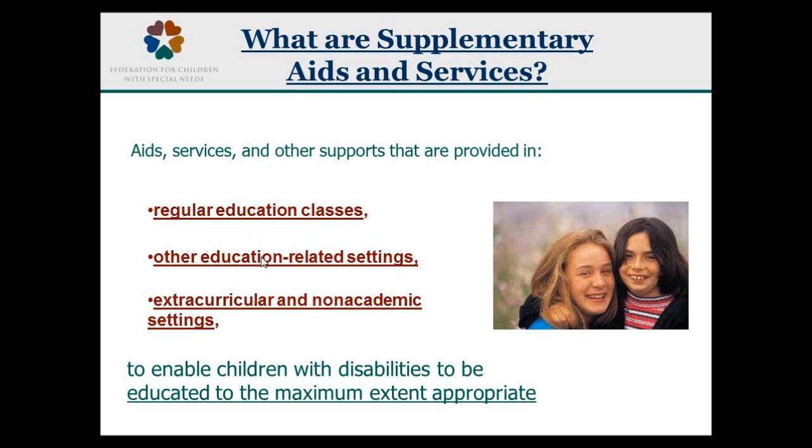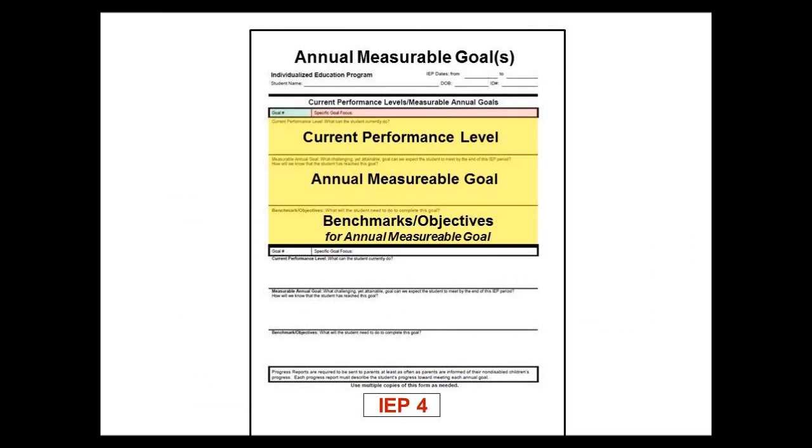So regular education, other education-related settings, that could be music, art, gym, but that could be recess, that could be field trips, and then obviously extracurricular and non-academic settings. That could be prom. For many students, they do need a one-on-one chaperone going to certain events. In order for them to be able to go to the prom, they may need to have a one-on-one person there just with them. And that needs to be provided.